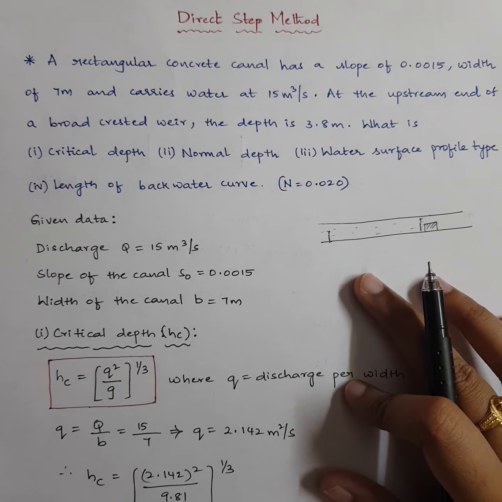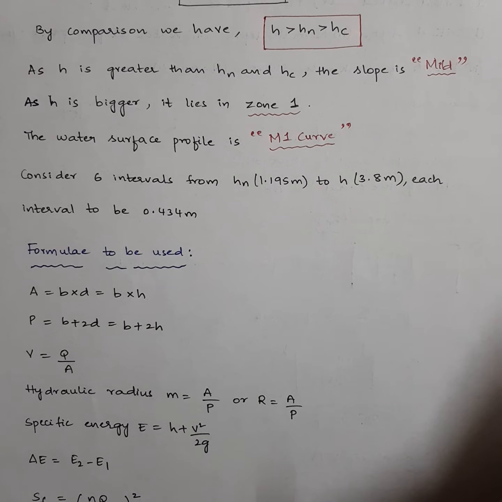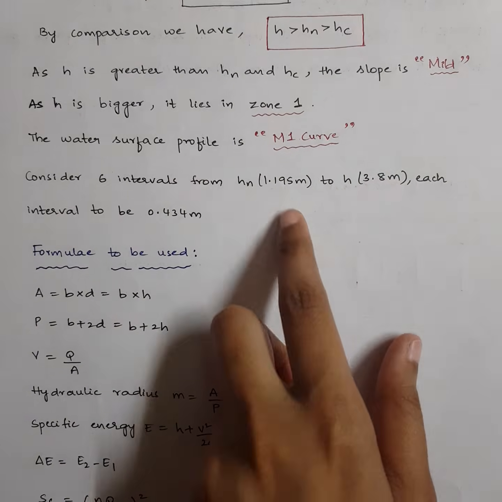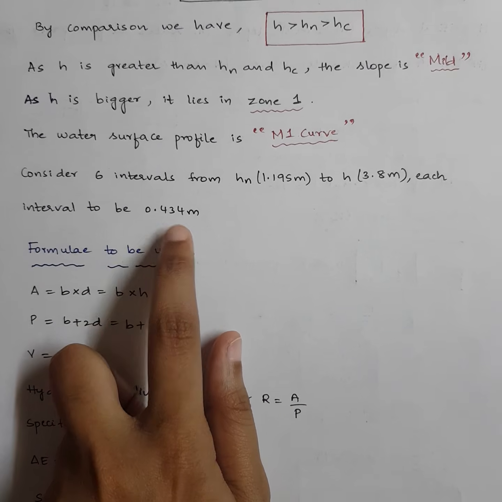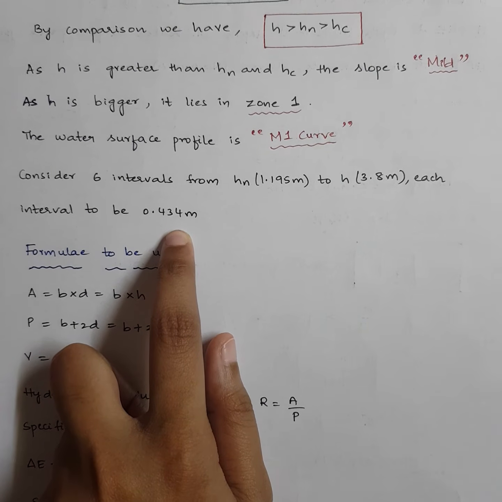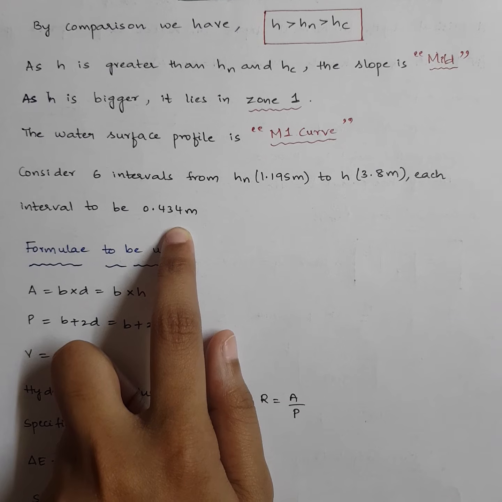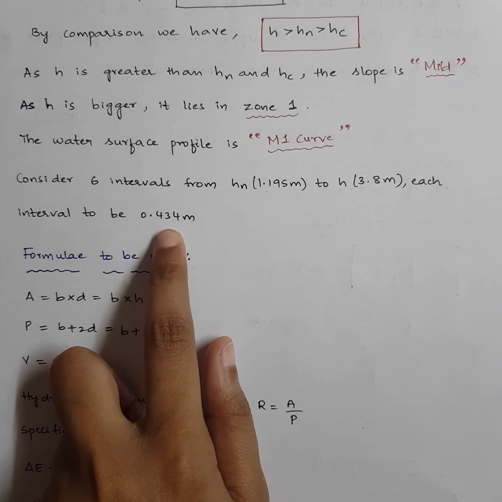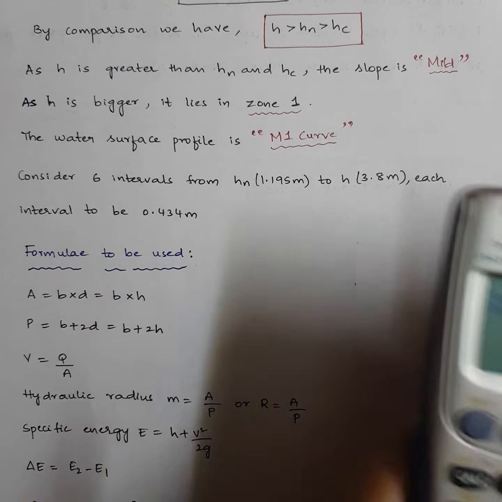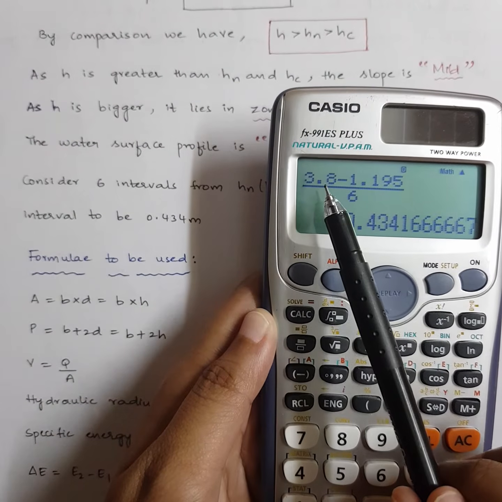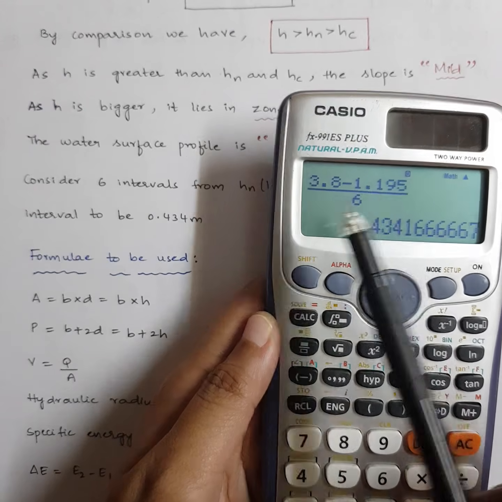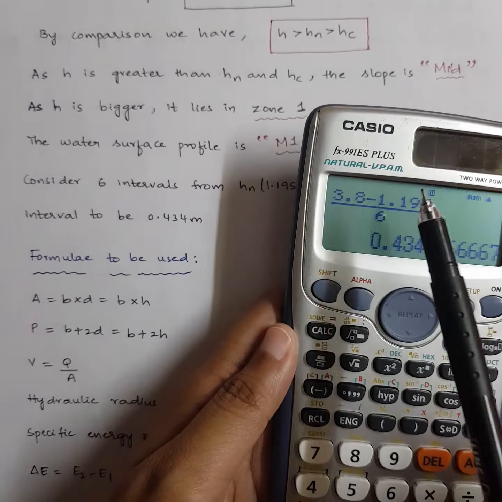Okay, so as I've told you, I am taking 6 intervals, from 1.195 meters to 3.8 meters, with each interval being 0.434 meters. That is nothing but the distance between two consecutive intervals. How this came about: see here, I have 3.8 meters, the given depth, minus where my depth was starting, 1.195.